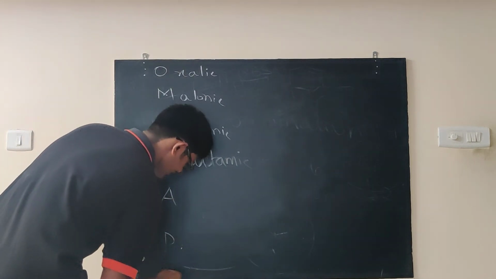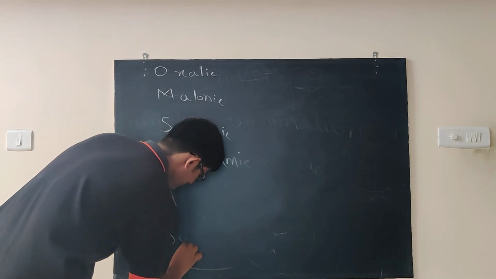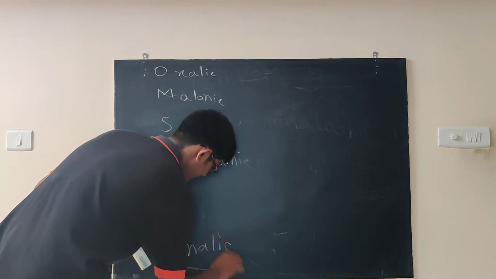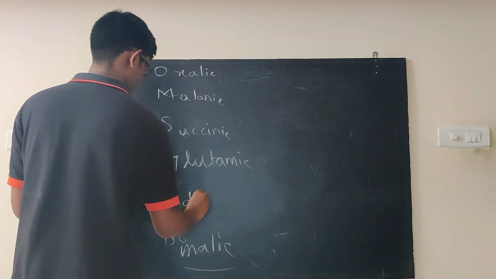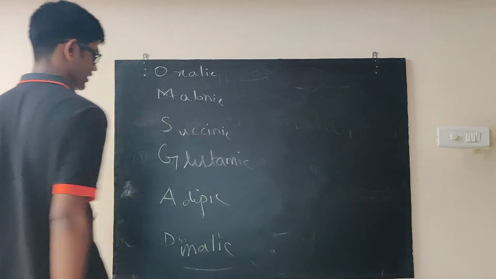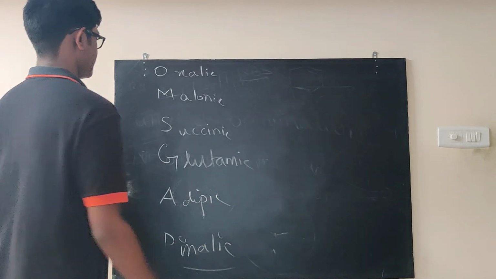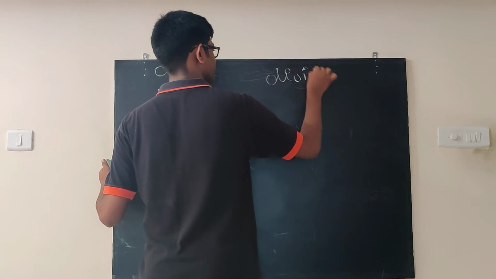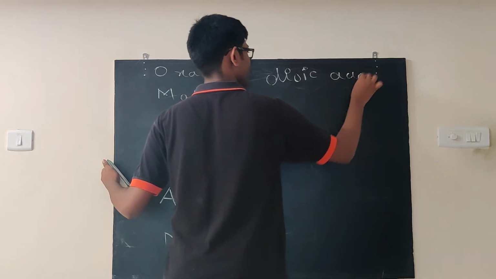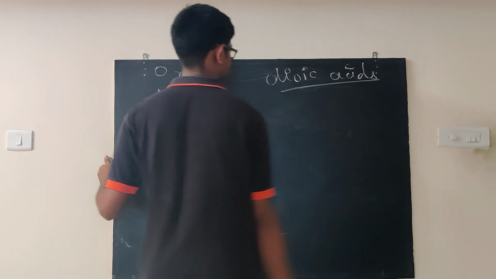Thematic is this one. I forgot the A. Then give me a second. Oxalic, malonic, succinic, glutamic, adipic. Right? Adipic acid. So these are basically the series of dioic acids. Okay. So this is a series of dioic acid.